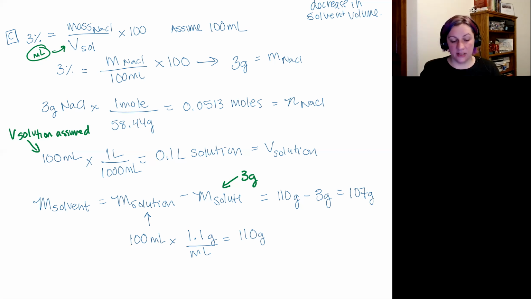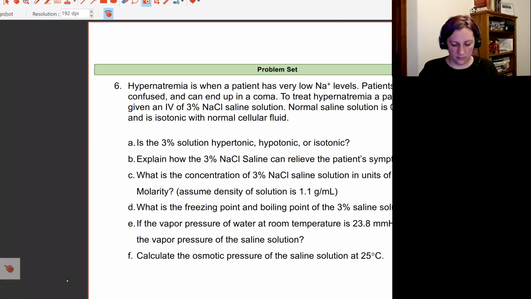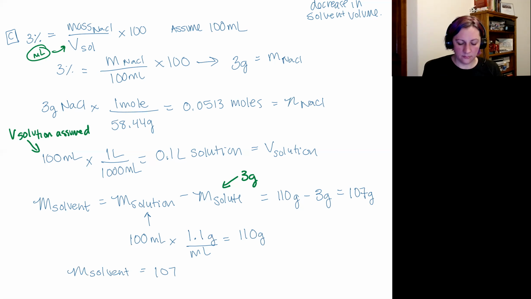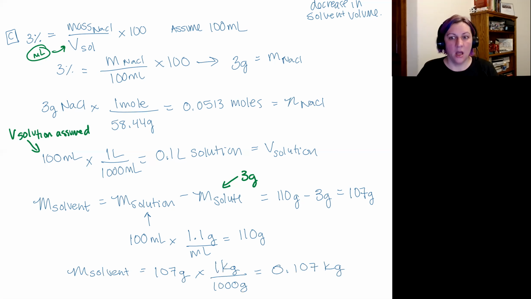Now, if I wanted to convert this into kilograms, I'm going to perform another metric conversion going from grams to kilograms. And so for each kilogram, I have 1,000 grams, or 0.107 kilograms. All right, now I have all the pieces to my puzzle that I need.